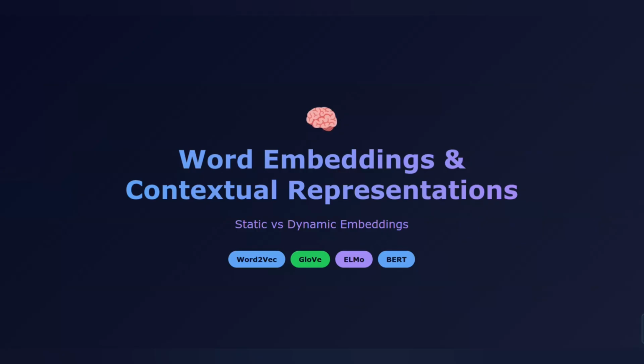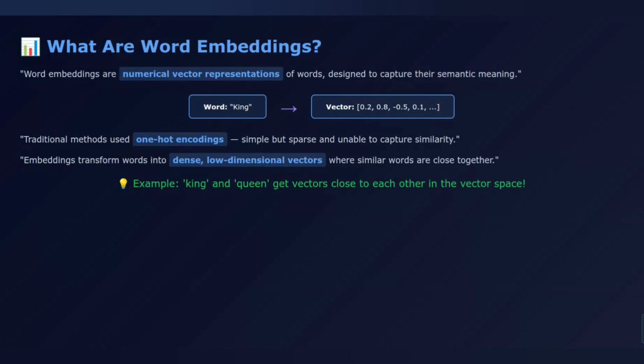Let's jump right in. So let's start with the basics. What exactly are word embeddings? Word embeddings are numerical vector representations of words that are specifically designed to capture their semantic meaning. Now, you might ask, why do we need this? Well, traditional NLP methods used something called one-hot encodings. These were simple binary vectors, but they had a huge problem. They were sparse and completely incapable of capturing any similarity between words.